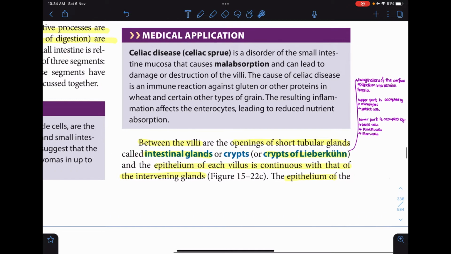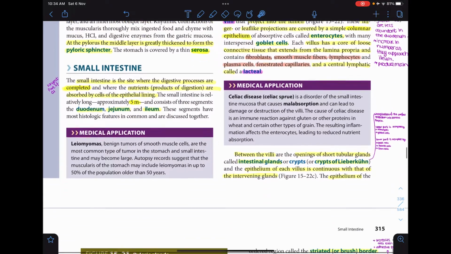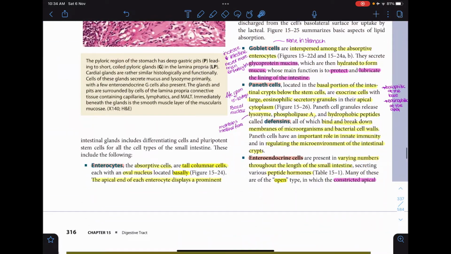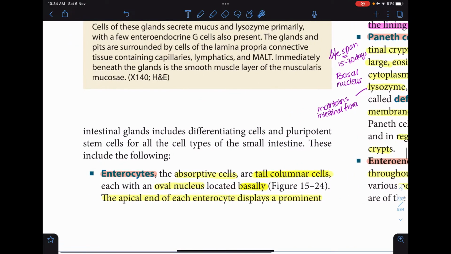And the epithelium of each villus is continuous with that of the intervening glands, يعني the epithelium of the villi is continuous مع الepithelium of the intervening glands. And the epithelium of the intestinal glands includes differentiating cells, pluripotent stem cells for all the cell types of the small intestine. يعني في stem cells that are ready to replace all the cell types بالsmall intestine. هدول cell types رح نتكلم عنهم هلا, starting with enterocytes.